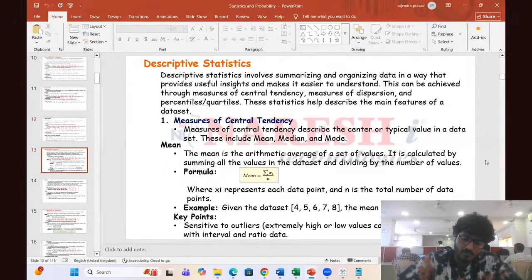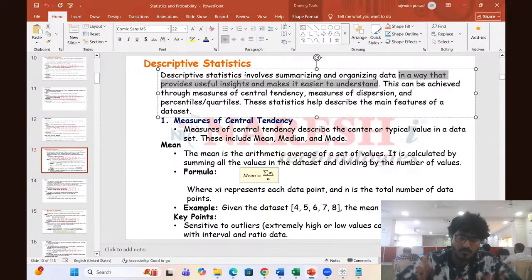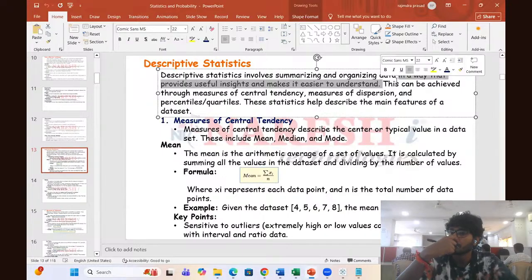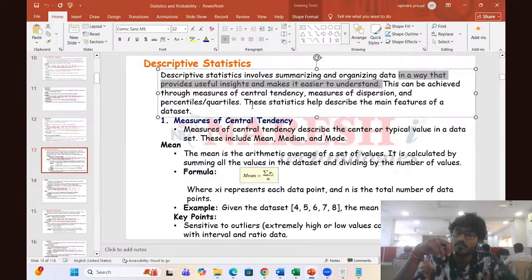Okay, so now we are going to see descriptive statistics. Anyway, we have gone through the overview: what this is and how it is going to help. Now we'll see in how many ways we are going to collect the descriptive statistics. Descriptive statistics involves summarizing and organizing the data in a way that provides useful insights and makes it easier to understand. This can be achieved through measures of central tendency, measures of dispersion, and percentiles and quartiles. These statistics will help you describe the main features of the data set.